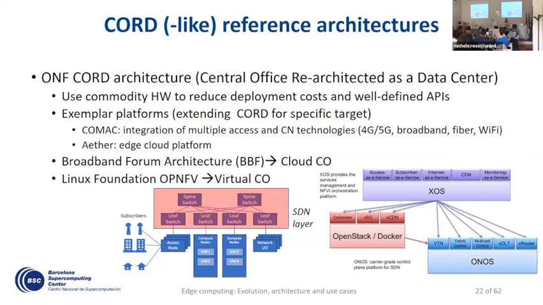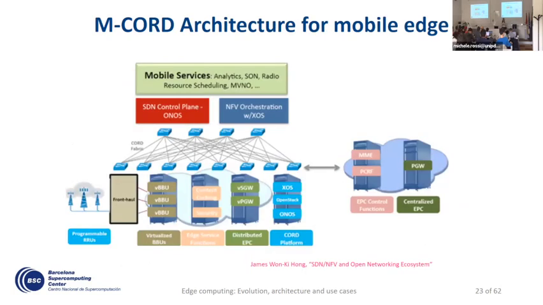Then regarding the CORD-like architecture, again, I will not go into detail, I'm not even an expert in this, but the idea is to use a lot of commodity hardware. Think of it as an architecture mainly thought of as a small data center. You have a lot of computing resources that are commodity hardware, not specific, just servers for example, and you use them to implement a lot of services. This takes advantage of virtualization and SDN. You have an orchestrator, which they call XOS, you have ONOS that handles the SDN layer, and then you have the computational layer, which they call leaves here, to deploy your functions as you wish. So this is an example of a specific architecture used for mobile edge.